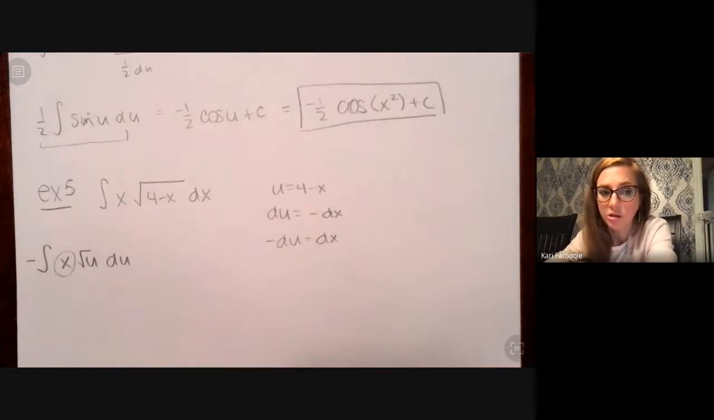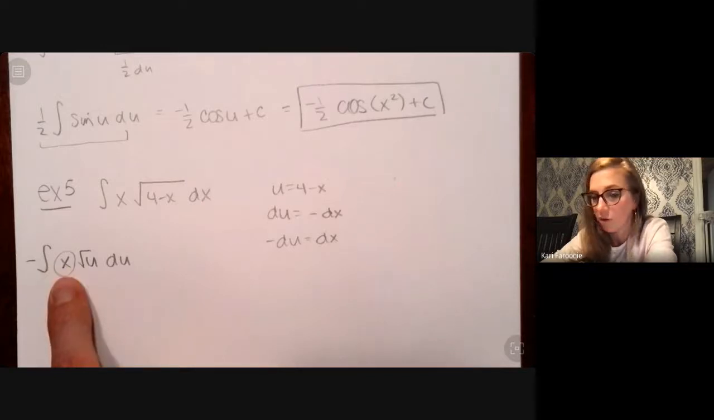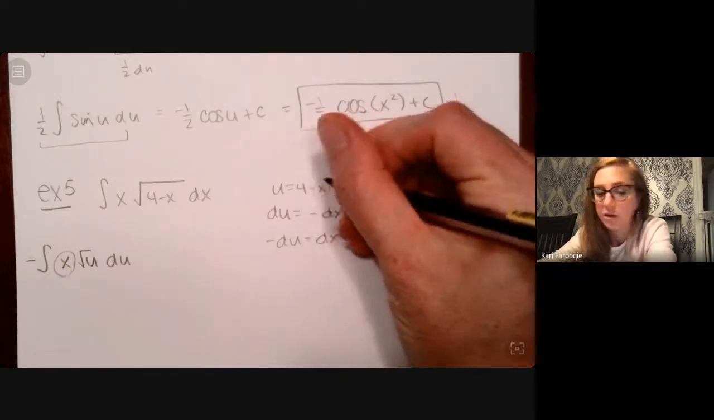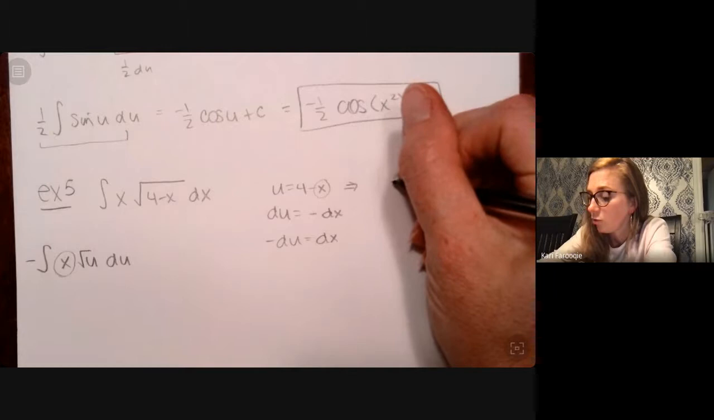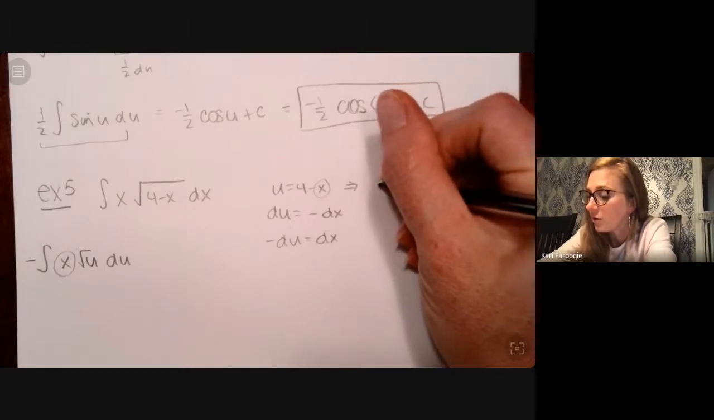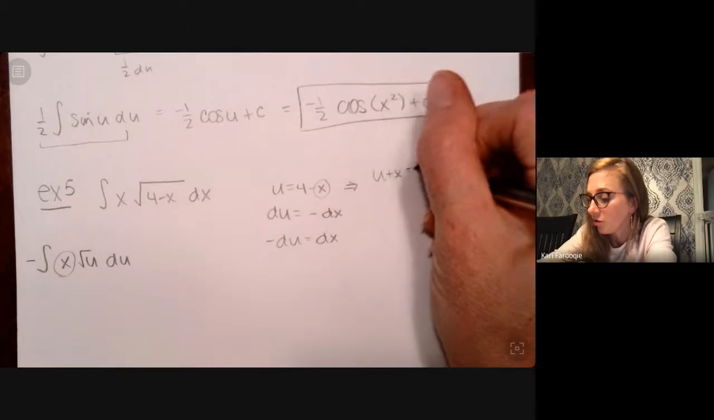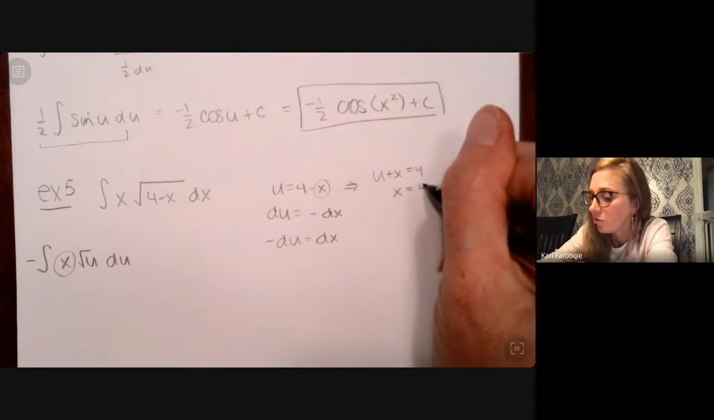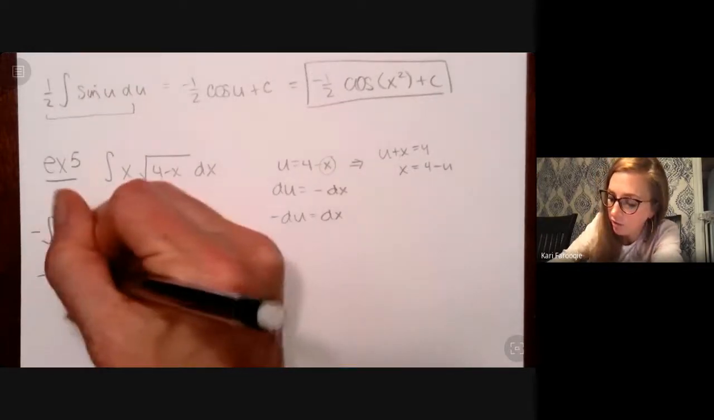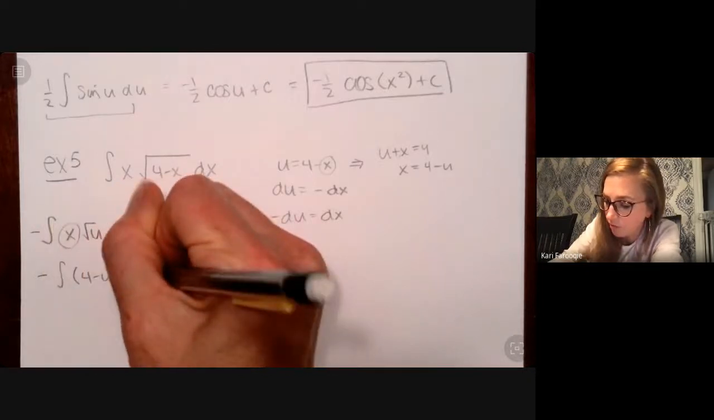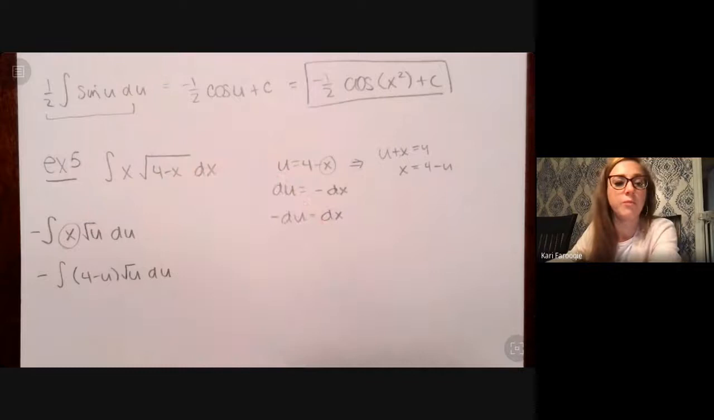Don't feel like, oh my gosh, I did the wrong thing. You're just going to need to substitute again to get rid of this variable x. But luckily you have an x here, and you can rewrite u in terms of that x. So we can say that if u equals 4 minus x, well, we can add x to both sides. You could say u plus x equals 4, and then you could say that x equals 4 minus u. And then we can write this again. So we'll have negative times the integral of 4 minus u times the square root of u du.